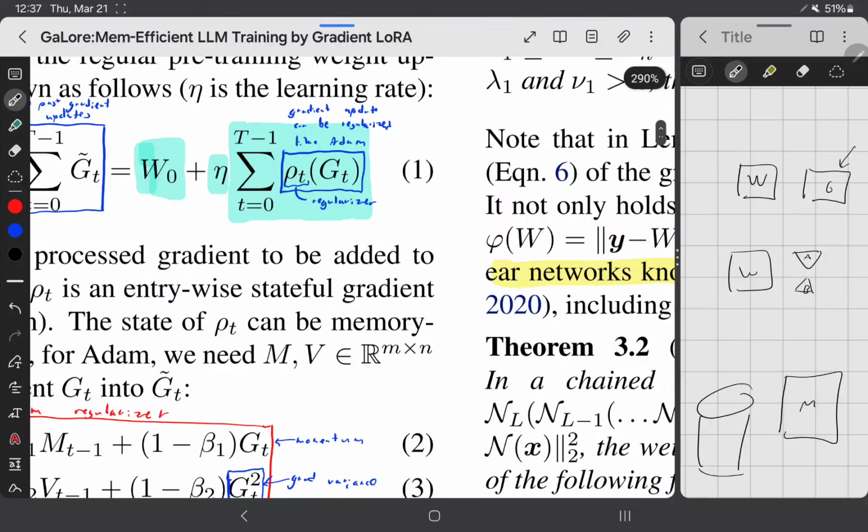So this here would just be your gradient matrix at some time step. So this would be your gradient at time 0, time 1, time 2. And P of t is some function that regularizes the gradient. You can think of this as Adam, and this is just the gradient that's put into the Adam optimizer to regularize the gradient and make your model converge faster. And this is just the sum over all the gradients.